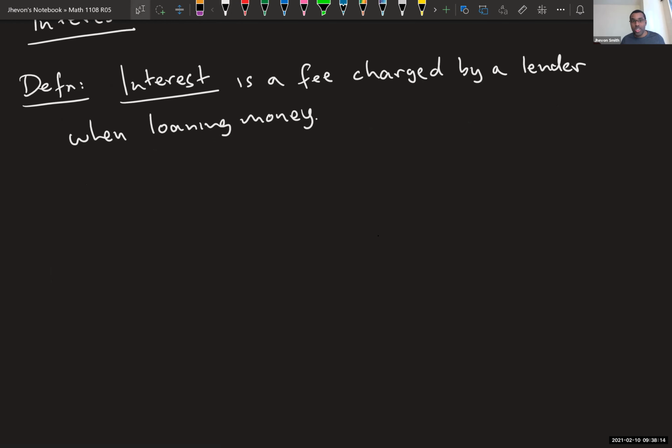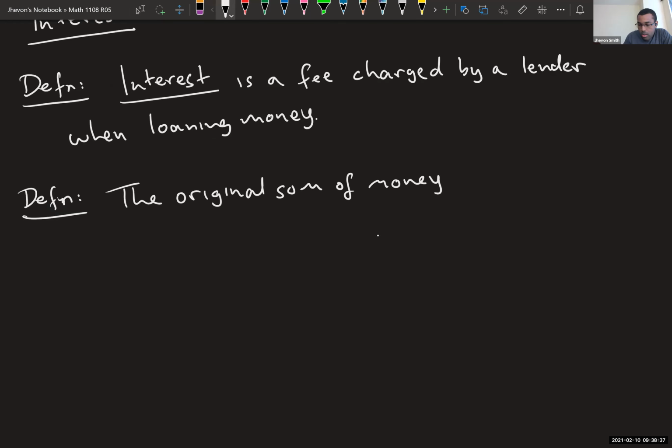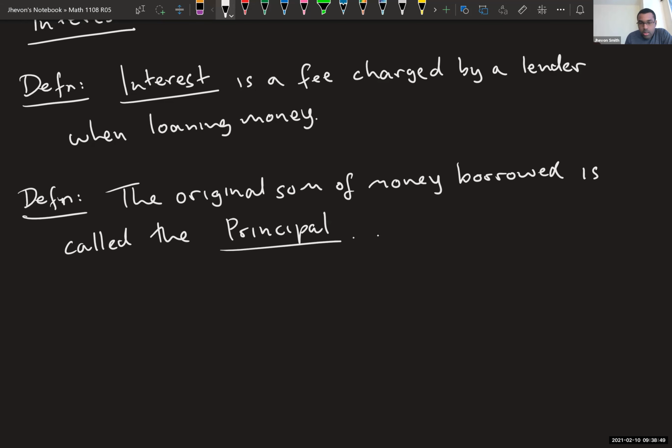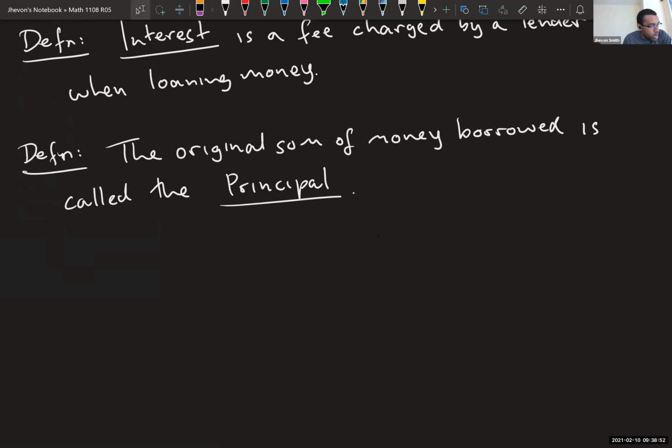So it's a fee charged when loaning money. When you're gaining interest, you're the lender. When interest is used against you that you have to pay back, you're the borrower. Another important term that you need to know is principal. The original amount of money borrowed is called the principal. So I'm defining the word principal. What else do I need to tell you? Definition.